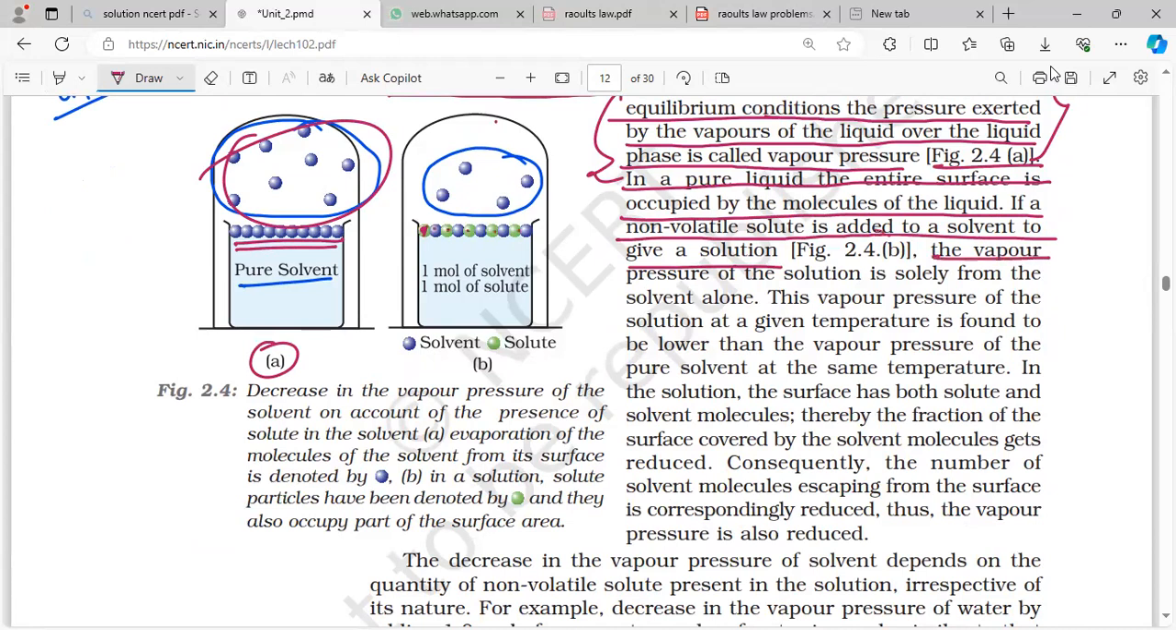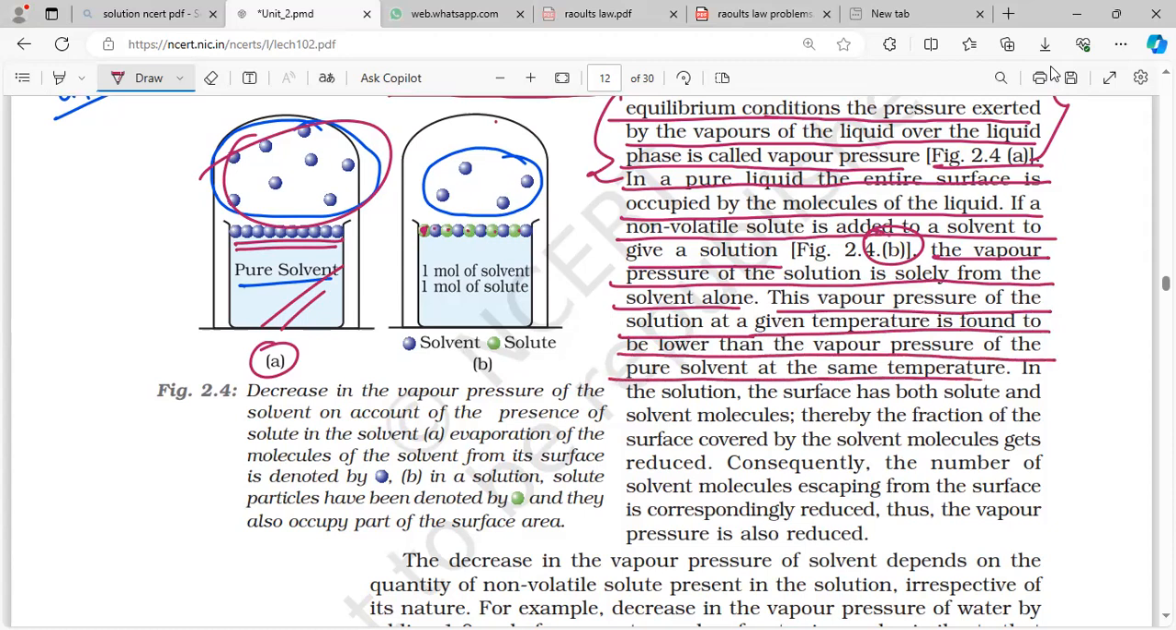In diagram B, you see the vapor pressure of the solution is solely from the solvent alone. So the vapor pressure is less than that of the pure solvent. Again, the vapor pressure of the solution at a given temperature is found to be lower than the vapor pressure of the pure solvent at the same temperature. Are you getting this? Yes, sir.